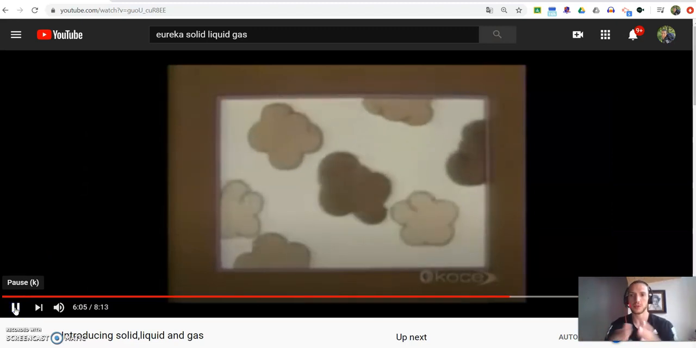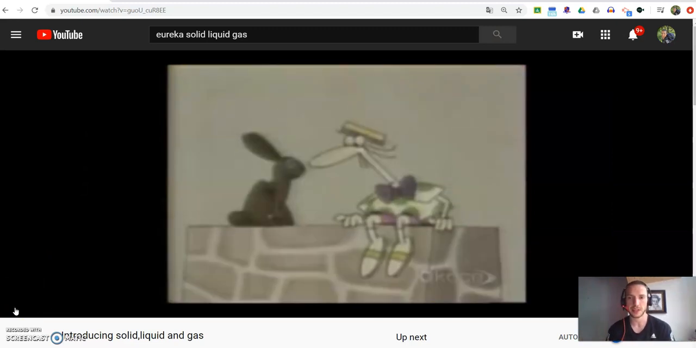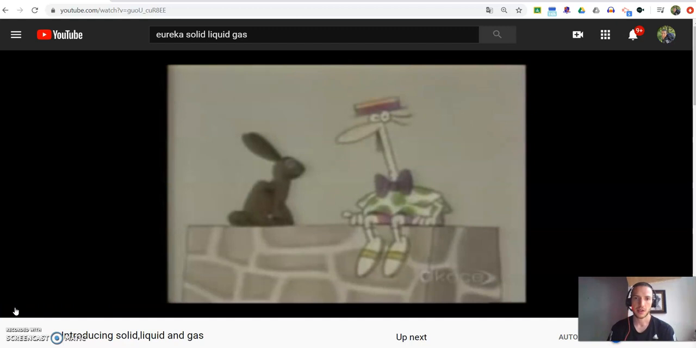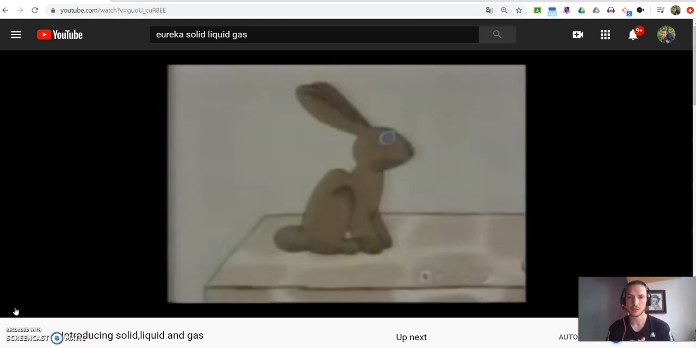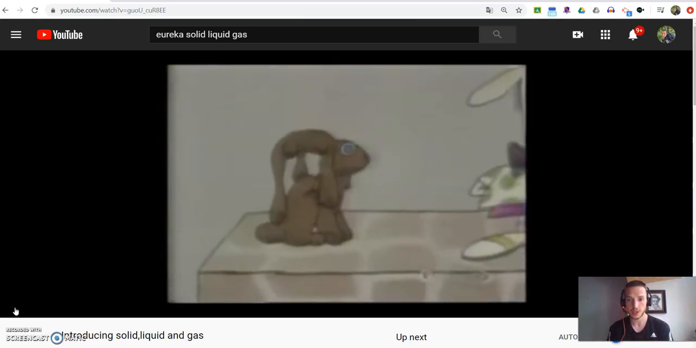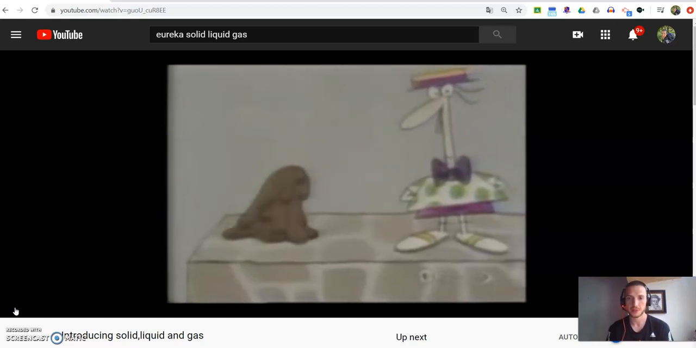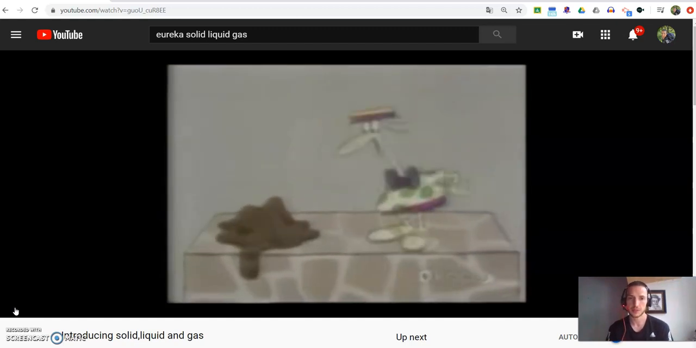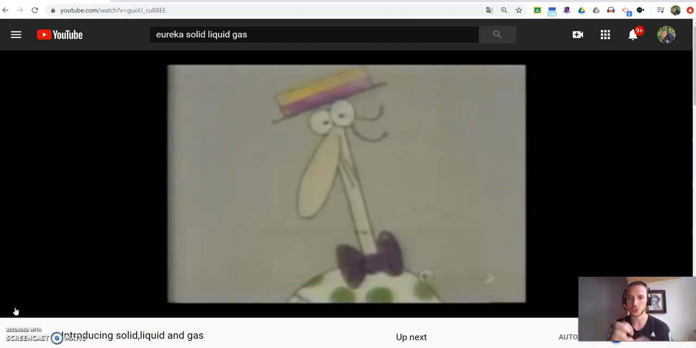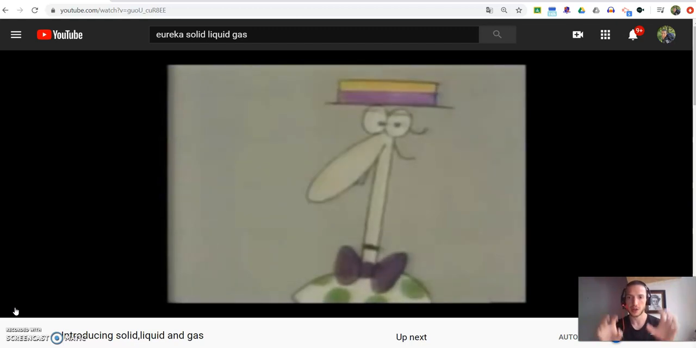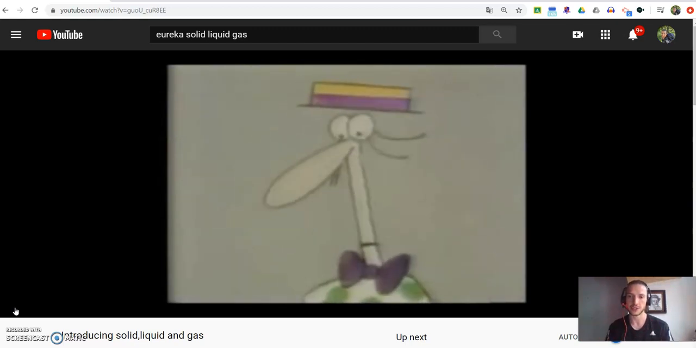All right, this is going to show you what happens to the solid rabbit here as the sun warms it up. Particles are moving a lot quicker. Now look what happens to the shape of it. It starts to lose its shape. It starts to melt until it turns into just a chocolate puddle, because the particles are moving so quick. They're not organized in that lattice structure anymore.